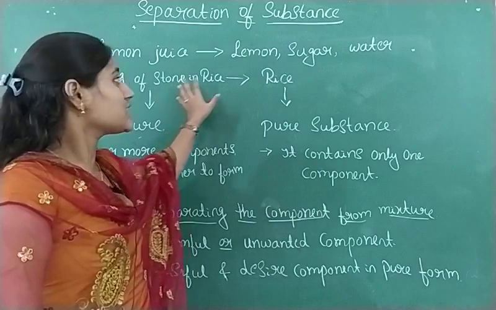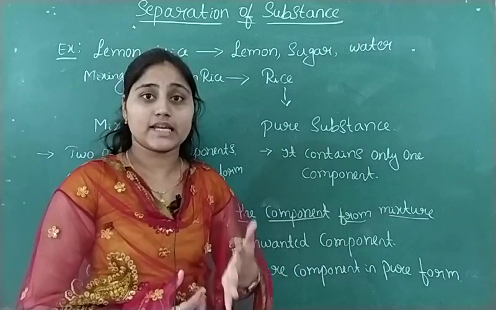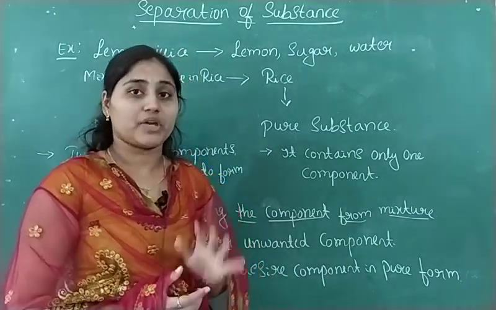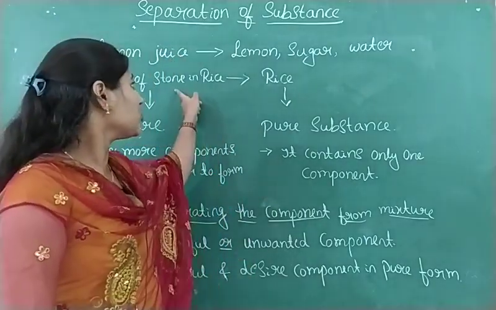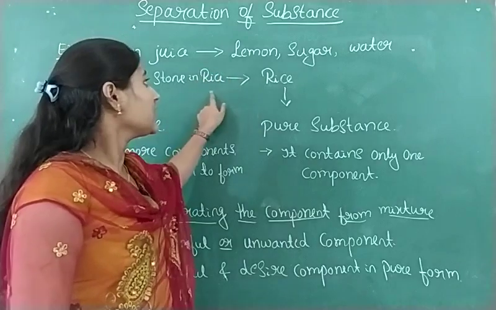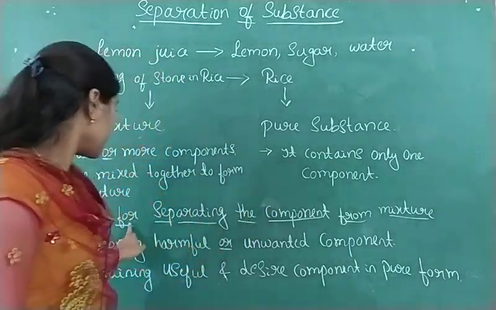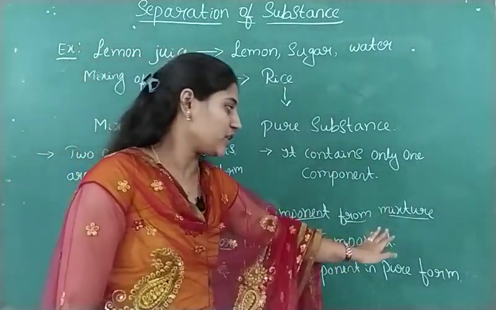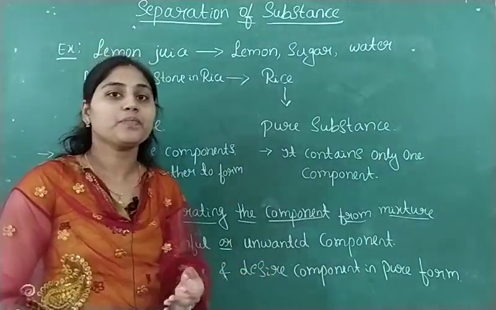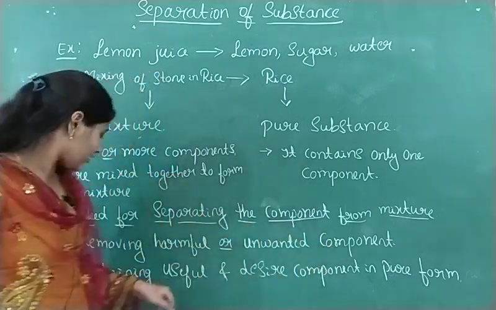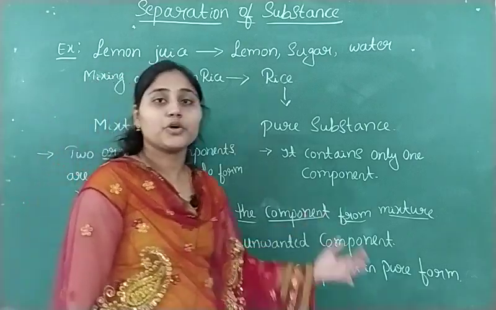Here stone is mixed with the rice. It is necessary to remove the stone from the rice. Yes, it is necessary. Why? Because the stone is harmful to our health, that's why we have to remove the stone and obtain the desirable or pure substance from the mixture. This is the need for separating the components of a mixture. There are two reasons. What are those? One is removing harmful or unwanted components, and the second one is obtaining useful and desired components in a pure form.